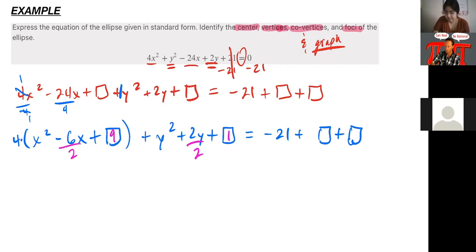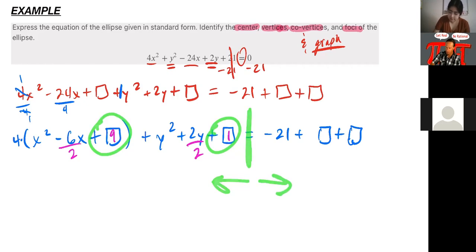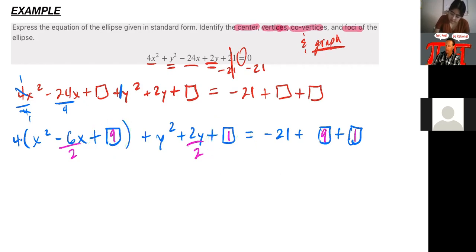Which means if I'm going to add a 9 over here and a 1 over here to this side of the equal sign, I need to do the same over here. Add a 9 and add a 1. But this is where it gets a little weird. Everybody good so far? We added in that extra step of factoring out a 4. That's going to come back to haunt us again.